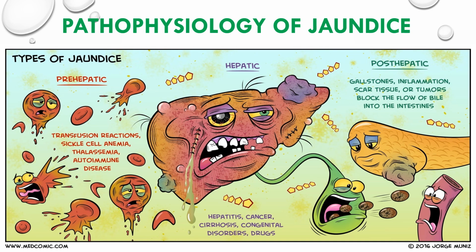Pathophysiology of the jaundice. There are three types of jaundice. One is the prehepatic, otherwise called hemolytic jaundice, which is due to the lysis of the RBC. So in case of any transfusion reactions, sickle cell anemia, thalassemia, or autoimmune disease which causes damage to the RBC. This is the hemolytic jaundice.